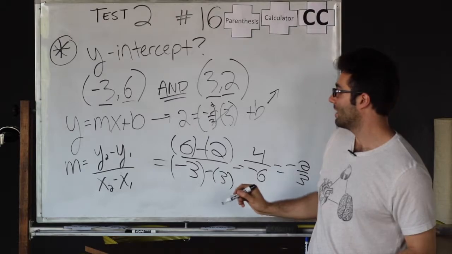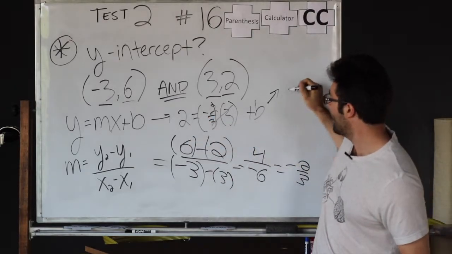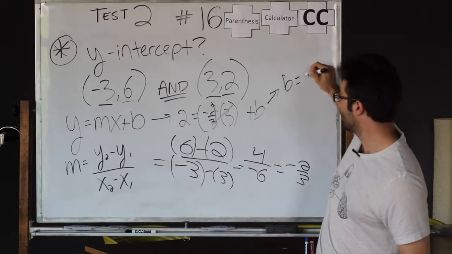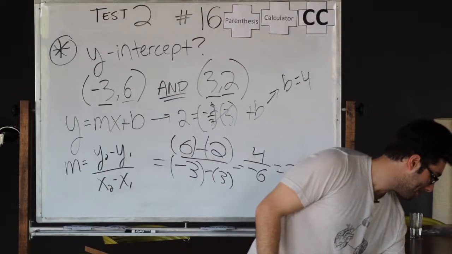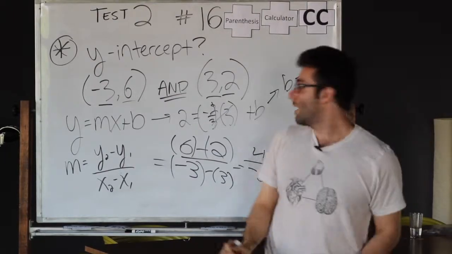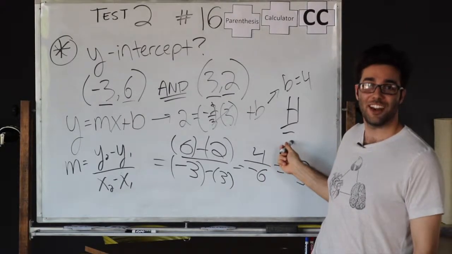These two terms cancel out. All I have to do is add 2 to both sides, okay? And we get that b is equal to 4. Let me just check real fast and see where we're at. 4 is letter H in our answer choices.